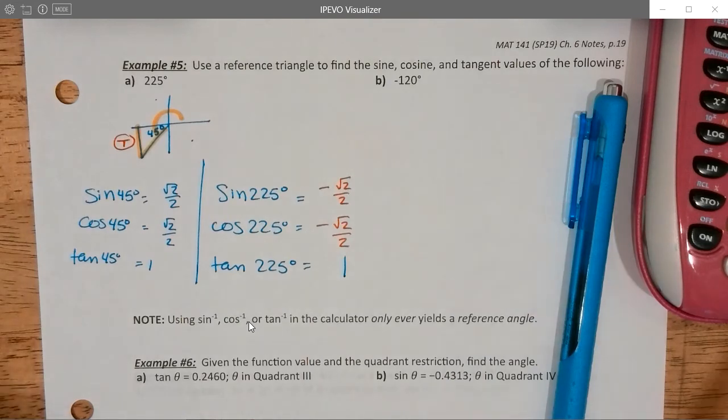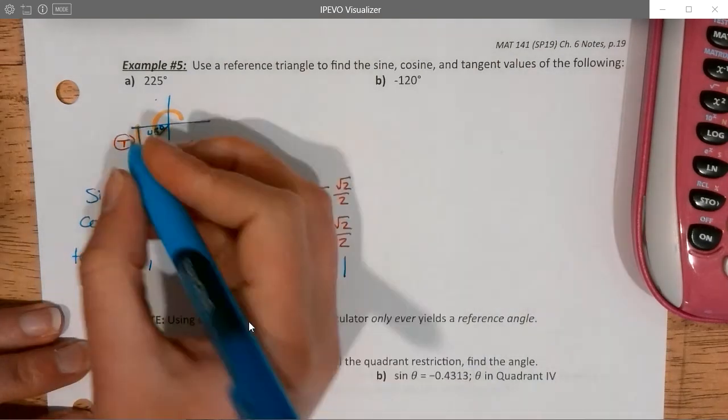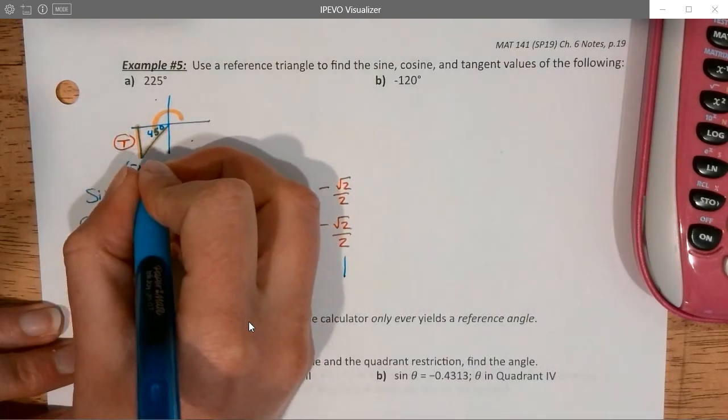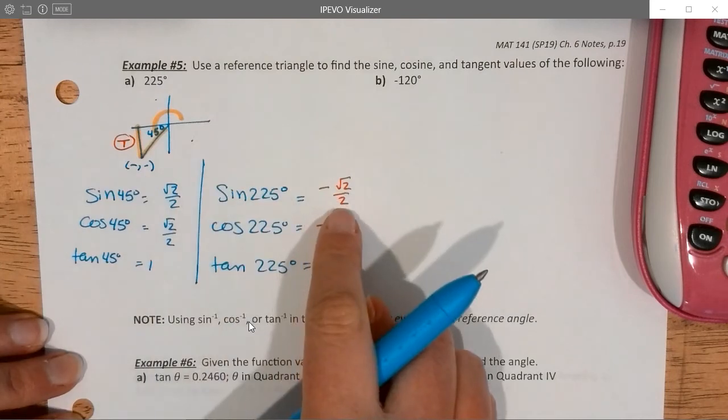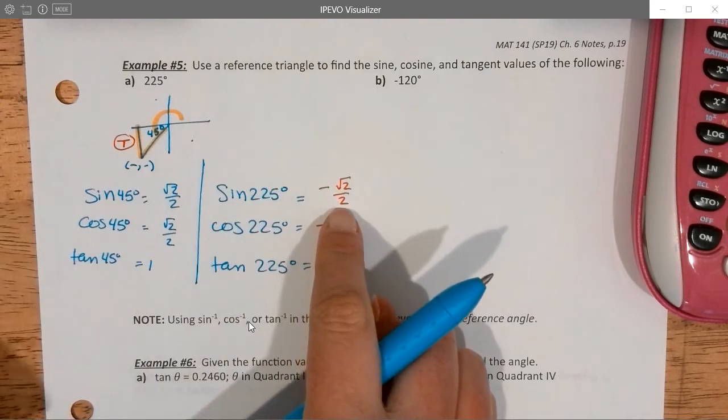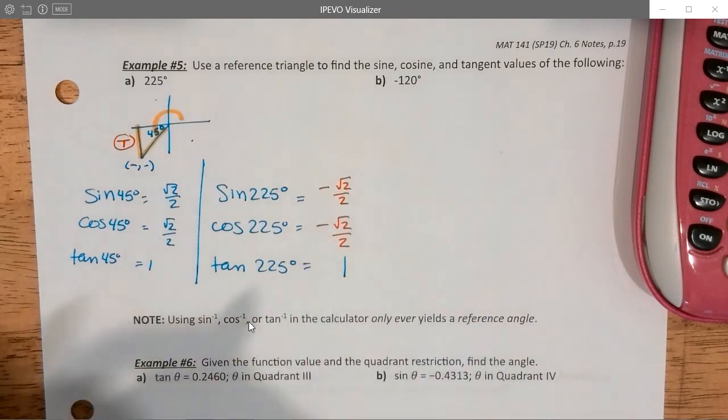I need to know the sign based on the quadrants. So the x value and the y value of this ordered pair are both negative, so it's negative comma negative, and therefore anything that involves the radius will be negative, because one negative, one positive, and then tangent, which involves both of those two values, will be positive.